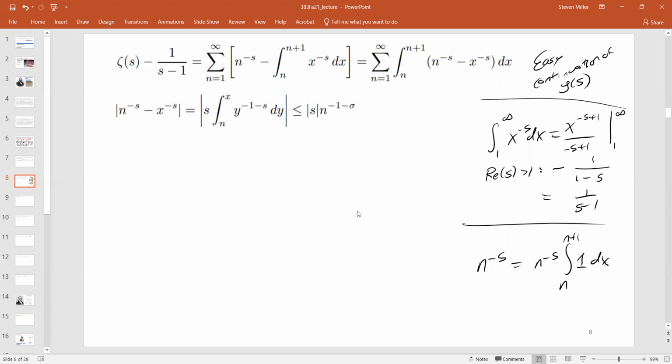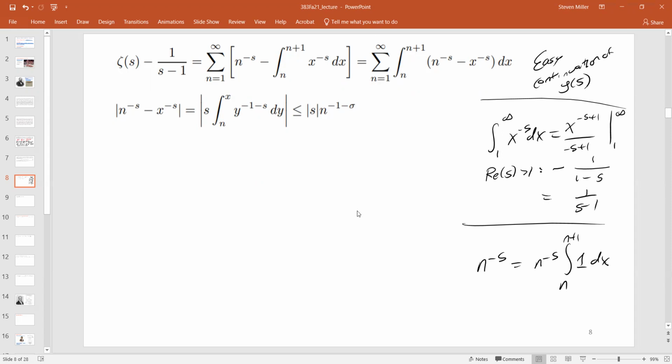And so now I just want to ask, how close is n to the minus s to x to the minus s? Well, when x equals n, the difference is 0, right? The worst case is going to be when x is all the way up to n plus 1. So now this is just doing some simple analysis to see how far apart they can be. And so, one of the standard calculations is you just get s times the integral of y to the negative 1 minus s. There's lots of different ways you could do this. But when the dust settles, you get that this difference is bounded by the absolute value of s times n to the negative 1 minus sigma.